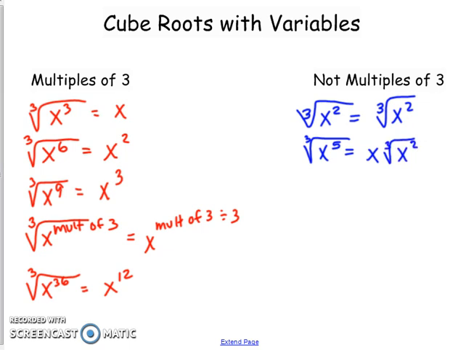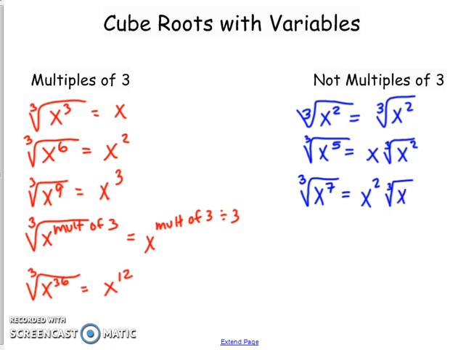Okay, and you have to write that little 3, that index of 3 every time, so we know that it's a cubed root and not a square root. Okay, square roots, we don't have to write the 2 because it's understood. So if I have the cubed root of x to the 7th, okay, so 7 can't divide by 3 evenly, so the closest thing, without going over, would be 6. So 6 divided by 3 is 2, and then I have 1 left over.